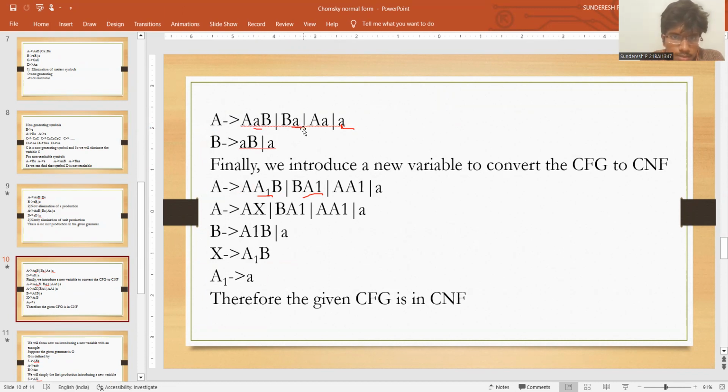Now here we have to replace the terminal symbol A by a non-terminal symbol A1 because the production length is 3, and we have to replace again because the production length is 2. We don't have to replace here because the production length is 1. We replace the last two variables by X because we have to convert it to a production length of 2 finally, and we define the X production and the A1 production here. Therefore, the CFG is converted to CNF.